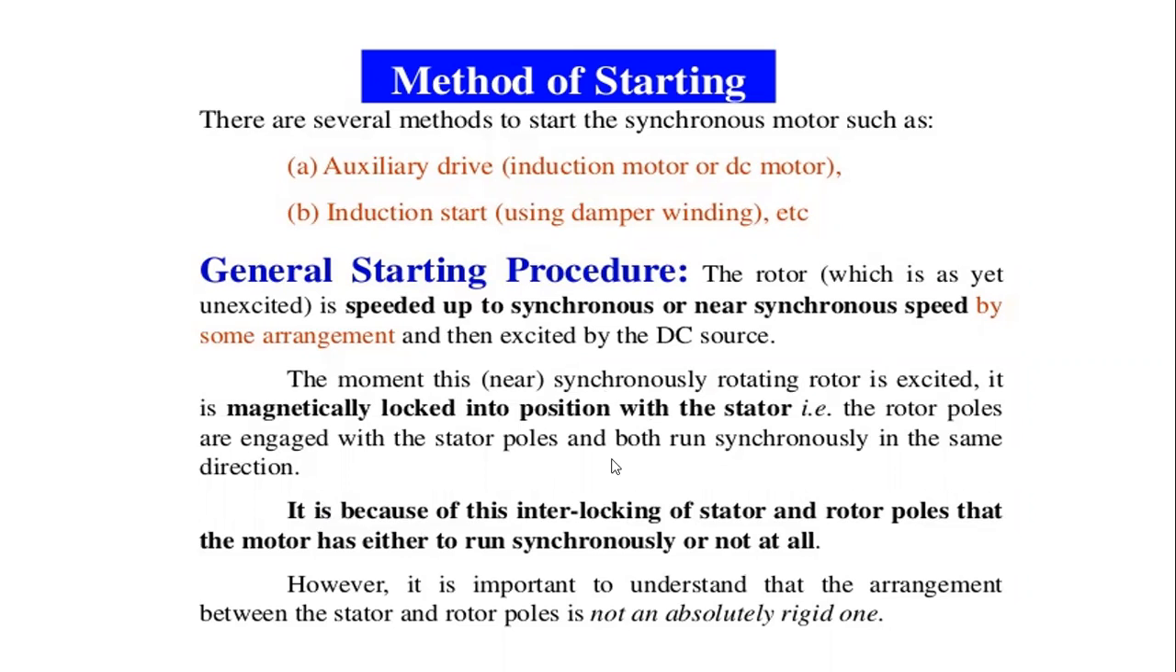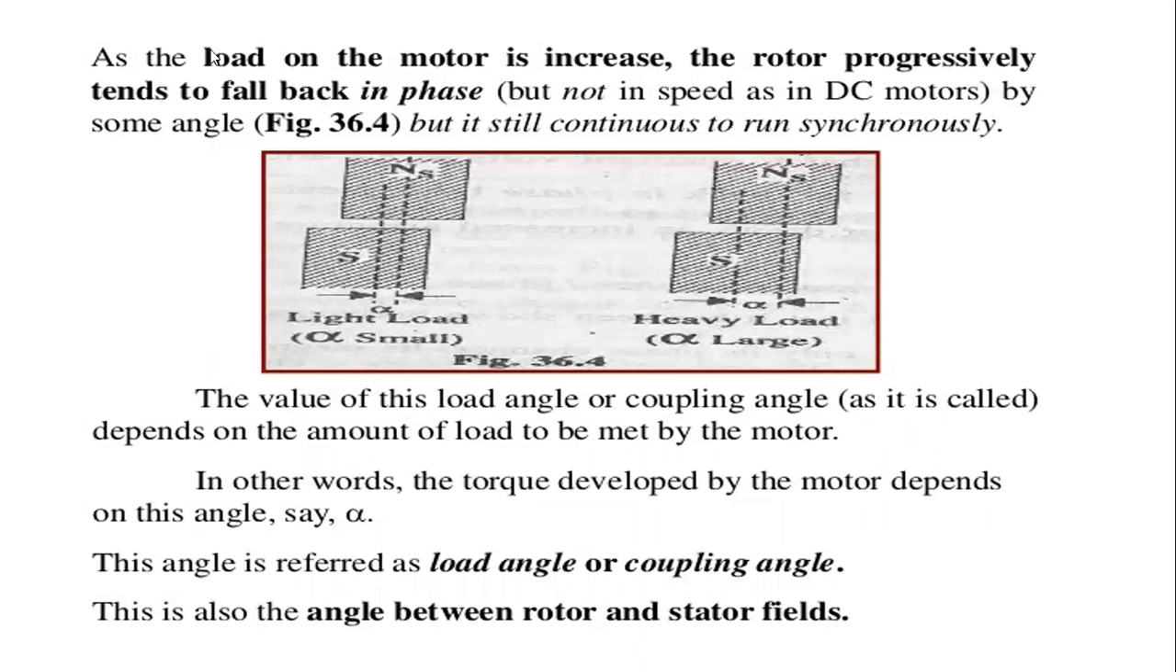It is because of this interlocking of the stator and the rotor poles that the motor has either to run synchronously or not at all. However, it is important to understand that the arrangement between the stator and the rotor poles is not absolutely rigid. These are the various starting methods for starting the motor.